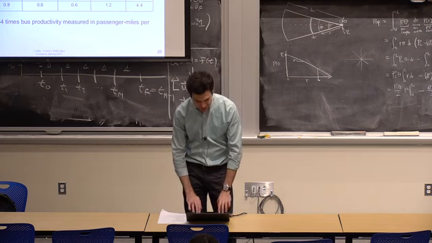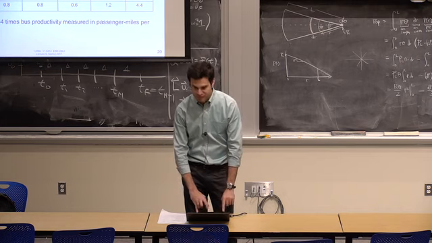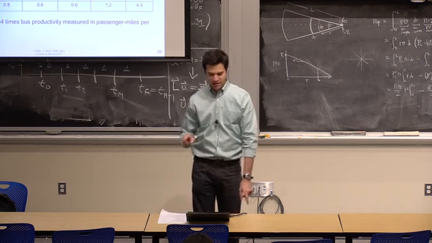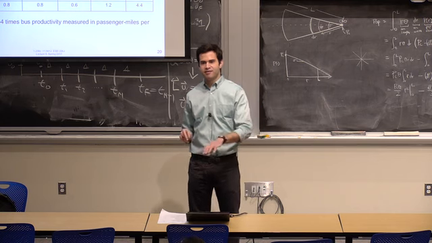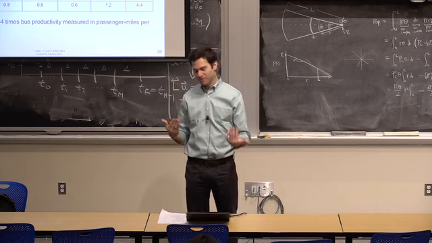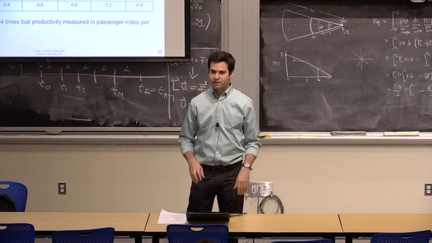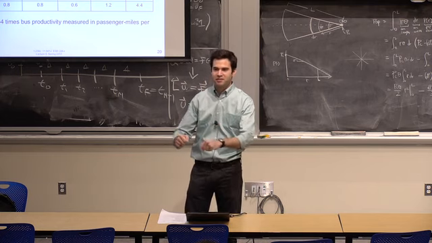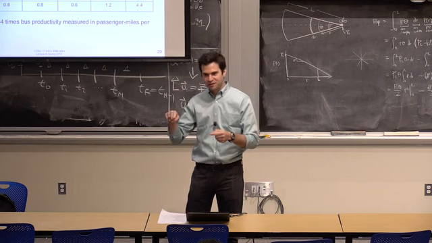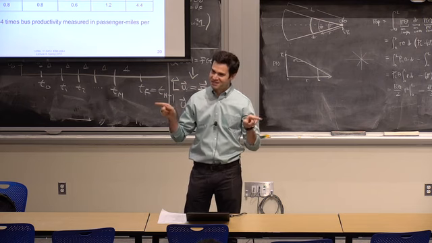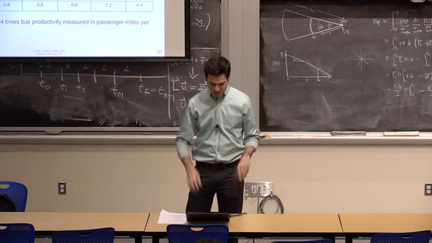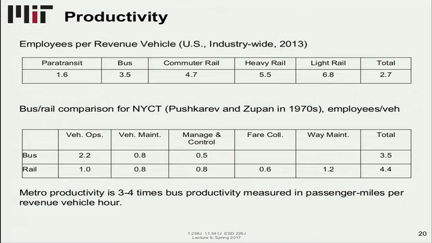Let's look at employees per revenue vehicle. So by mode, how many employees would you have to have to run a system? So paratransit, about 1.6 per vehicle. Obviously, you have one person driving a paratransit vehicle, but that person has an 8-hour shift, and you run that vehicle for a longer time. So you need more people than vehicles.